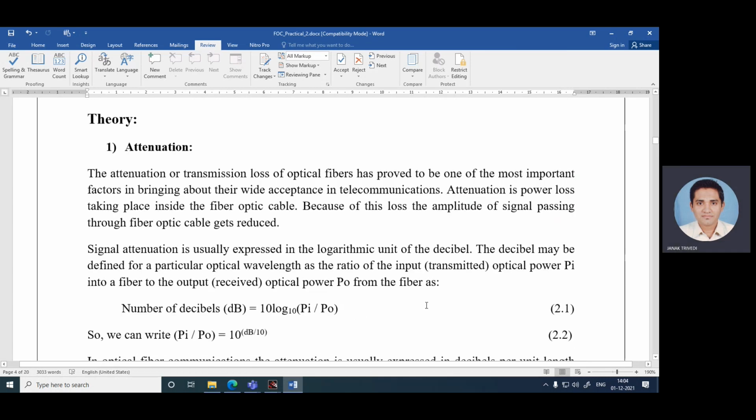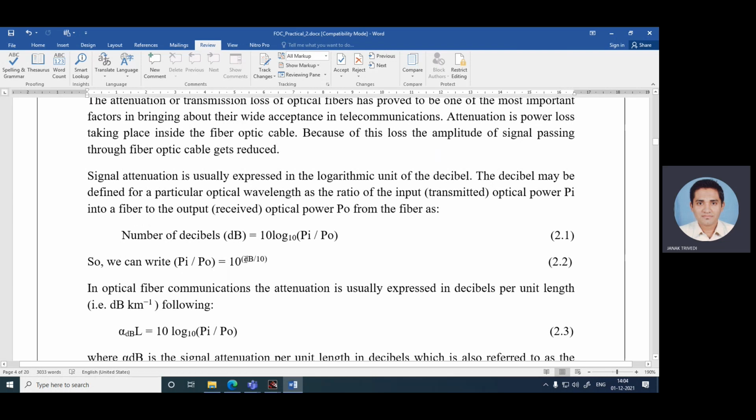Signal attenuation is usually expressed in the logarithmic unit of the decibel. The decibel may be defined for a particular optical wavelength as the ratio of input transmitted optical power into a fiber to the output received optical power from the fiber, as given in equation 2.1. Number of decibel is equal to 10 log10 Pi by Po. So we can write Pi by Po is equal to 10 raised to dB divided by 10, equation 2.2.